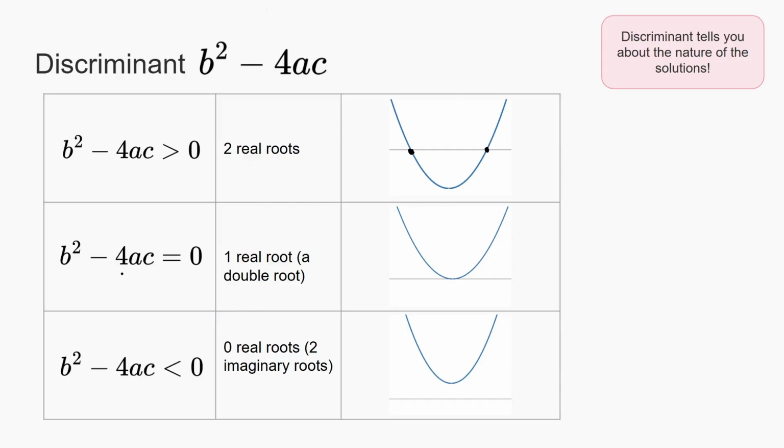If you have b squared minus 4ac equals 0, then you get one real root or a double root. Something like this, where it hits the axis one time. If b squared minus 4ac is less than 0, you have 0 real roots or two imaginary roots. As you can see, it doesn't hit the axis at all. And this is because it's a square root. So if you do a square root of something like maybe negative 5, you end up getting square root of 5 i. And this is what makes it an imaginary root.